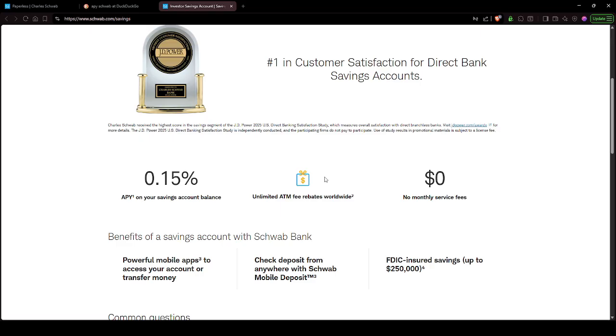Lastly, if you still have questions about the APY or how it applies to your specific situation, consider reaching out to Charles Schwab's customer service. They can provide personalized information and help you understand how their rates may impact your savings.